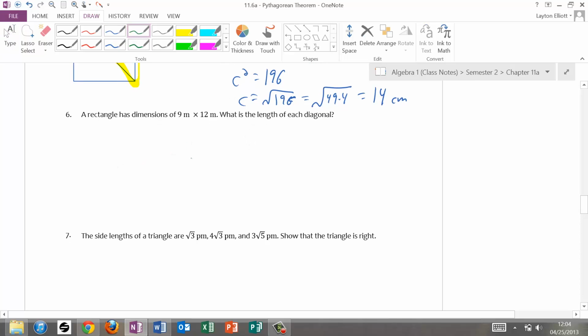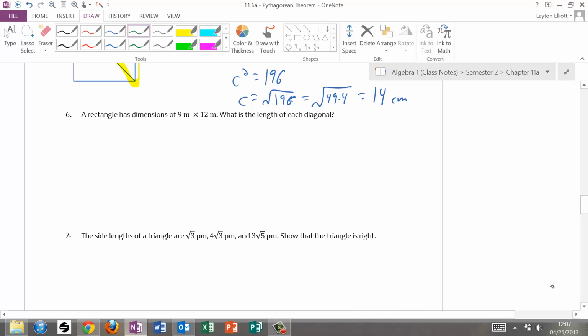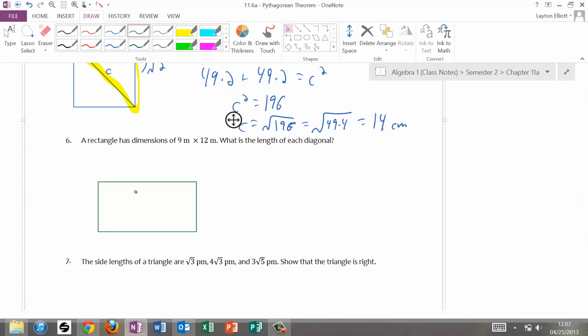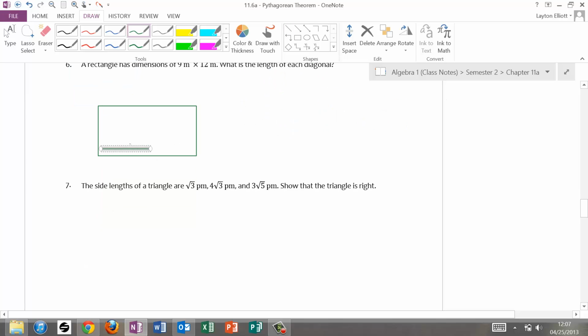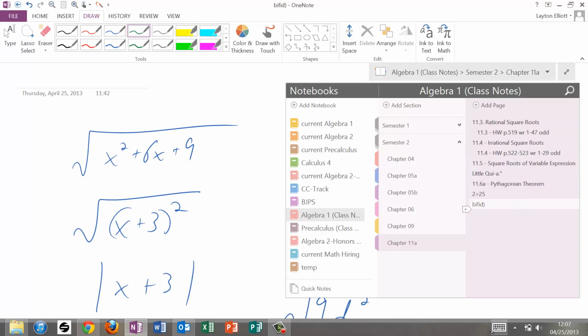A rectangle has dimensions of 9 by 12 meters. The next problem is a rectangle has dimensions of 9 meters by 12 meters. What is the length of each diagonal? Well, if I draw a rectangle, and then I draw a diagonal to that rectangle. Is there only supposed to be 2 problems? What is the length of each diagonal? So we first draw a diagonal here. That looks a little bit better than that. Sorry, I lost myself.